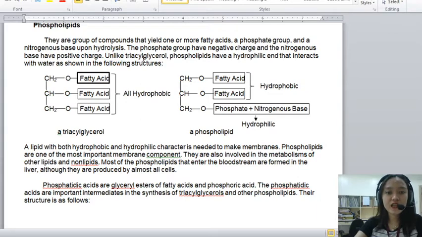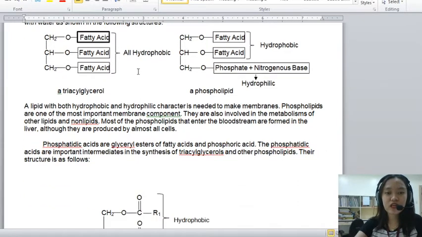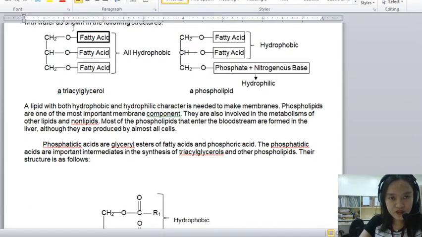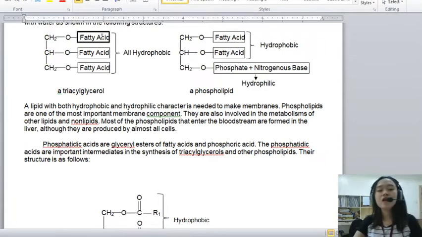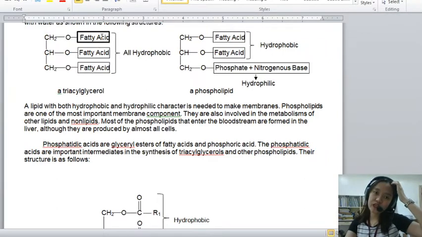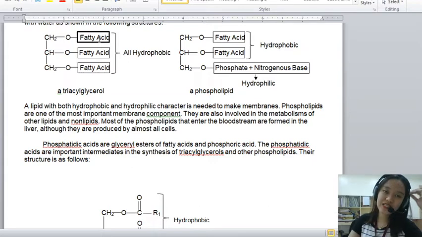Unlike triacylglycerol, phospholipids have a hydrophilic end that interacts with water. Okay? So for example, this is the structure of triacylglycerol. All of them are hydrophobic because the end portions are all fatty acids. And as we said, fatty acids are not soluble in water. Okay, so our fatty acids are non-polar. So there is no hydrophilic group here.